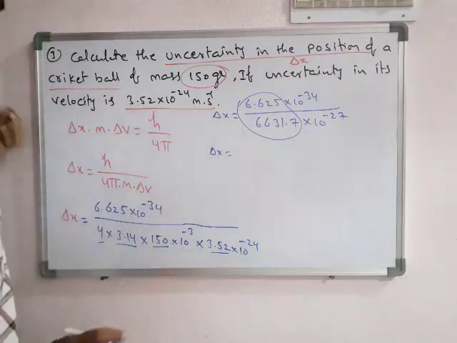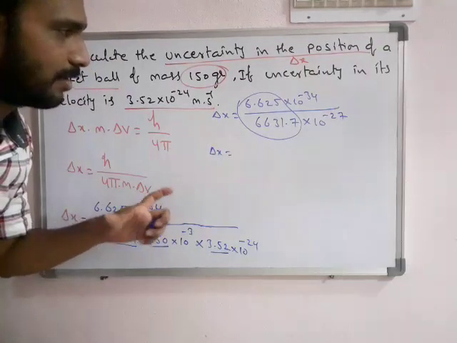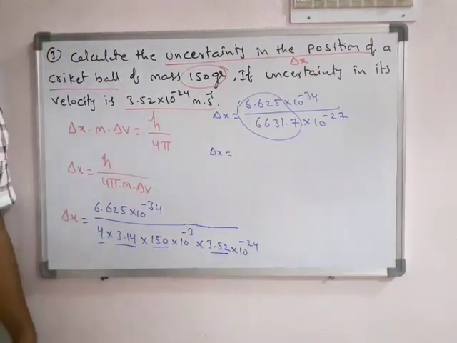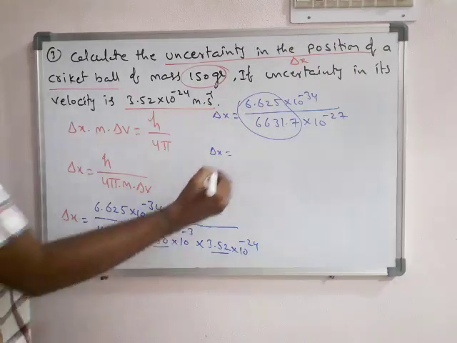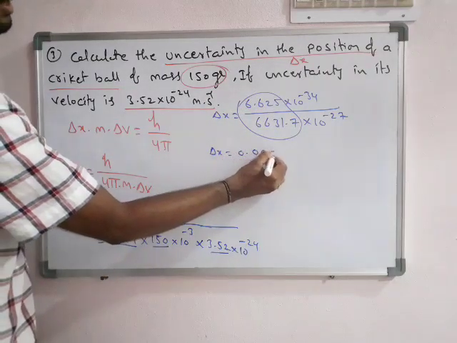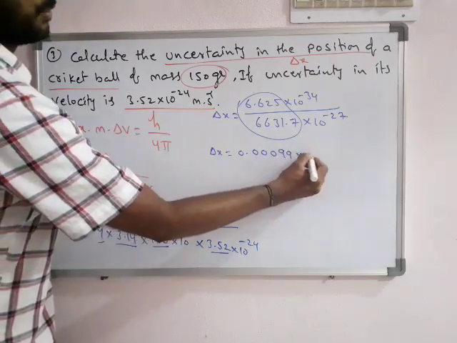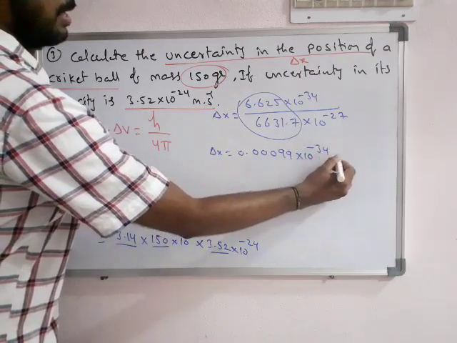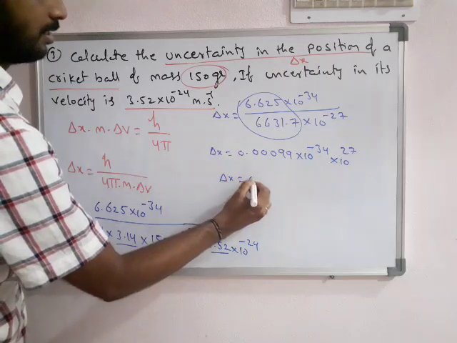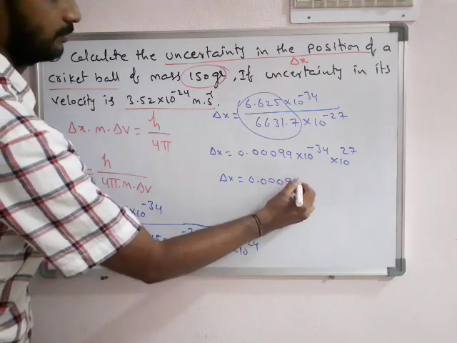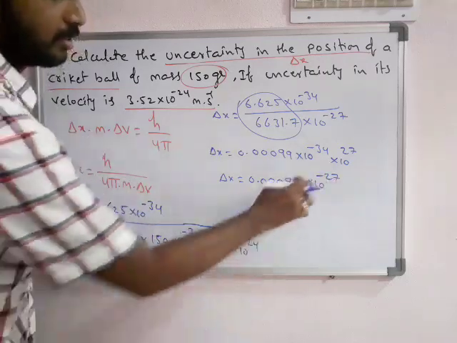Again, in this type of problems, meaning Heisenberg problems, calculations are very important. Okay. So on dividing, we will get approximately 0.0009 into 10 power 34, that is plus 27, minus 27, sorry, it's only minus 7.